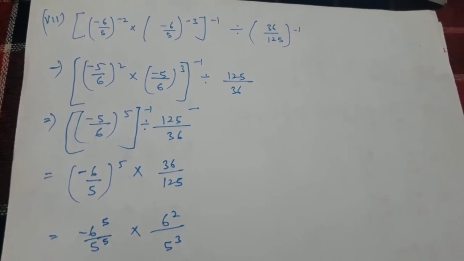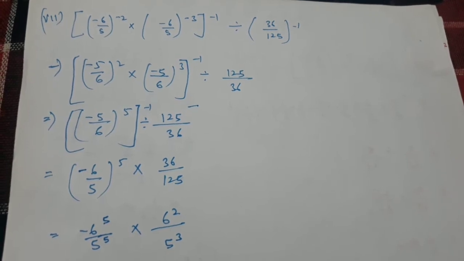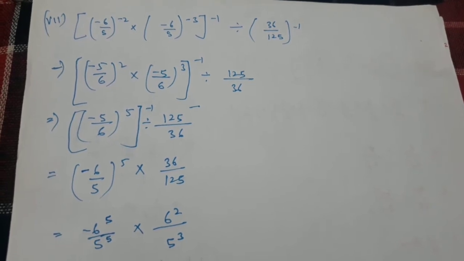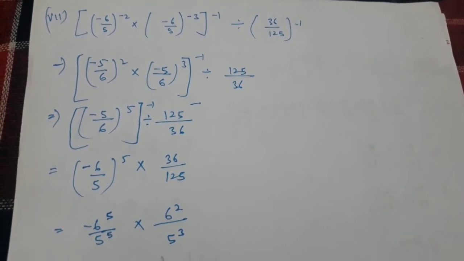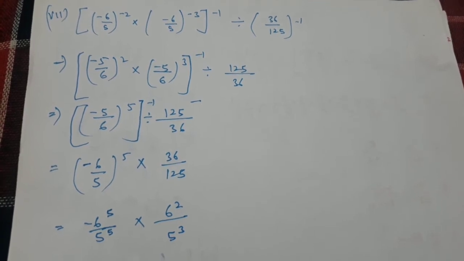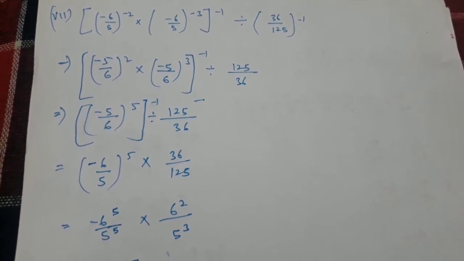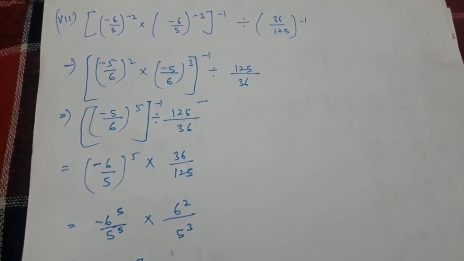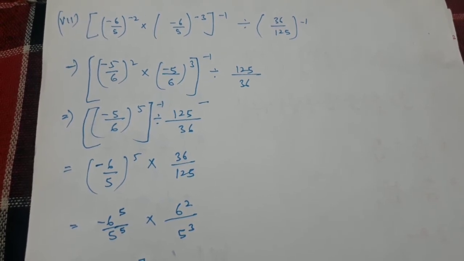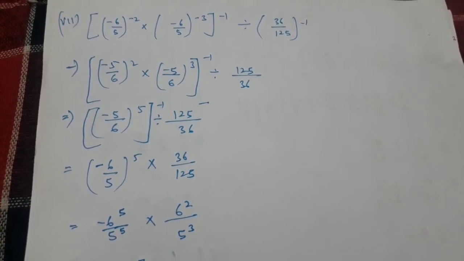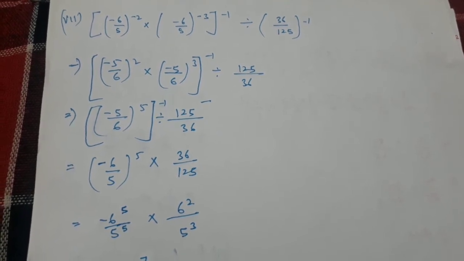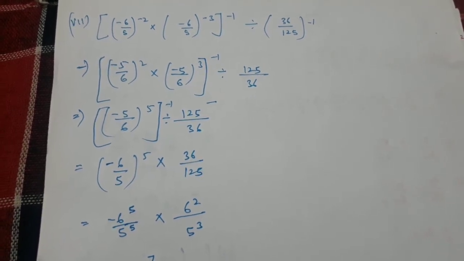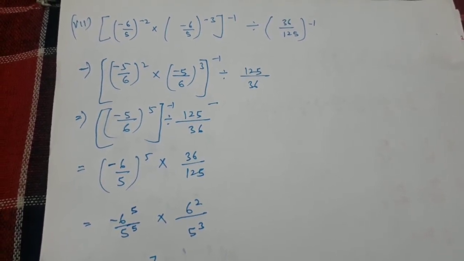Question number 4, seventh part is given as ((minus 6/5) raised to the power minus 2 into (minus 6/5) raised to the power minus 3) whole raised to the power minus 1, divided by (36/125) whole raised to the power minus 1. First remove the negative sign from the powers as ((minus 5/6) raised to the power 2 into (minus 5/6) raised to the power 3) whole raised to the power minus 1, divided by 125/36. So the powers of minus 5/6 can be added because the rational number is in multiplication.